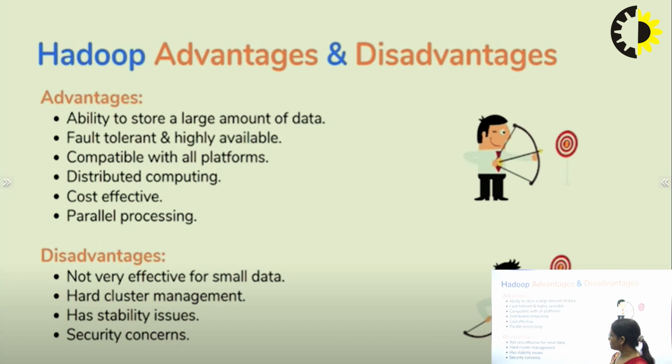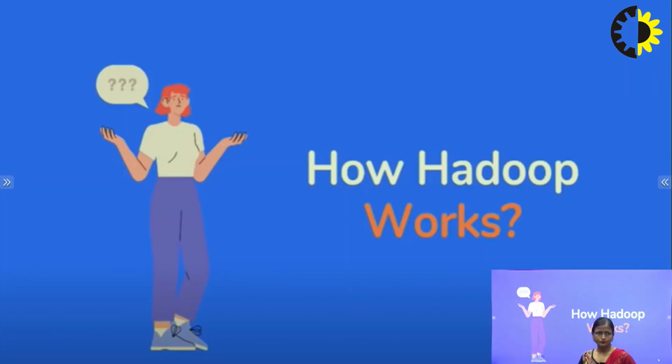Then disadvantages. What are the disadvantages of Hadoop? It is not very efficient for small data. Then hard cluster management, because a clustering environment is there, so it is very difficult to handle the cluster management, and it has stability issues and security concerns. So these are the basic disadvantages of Hadoop.